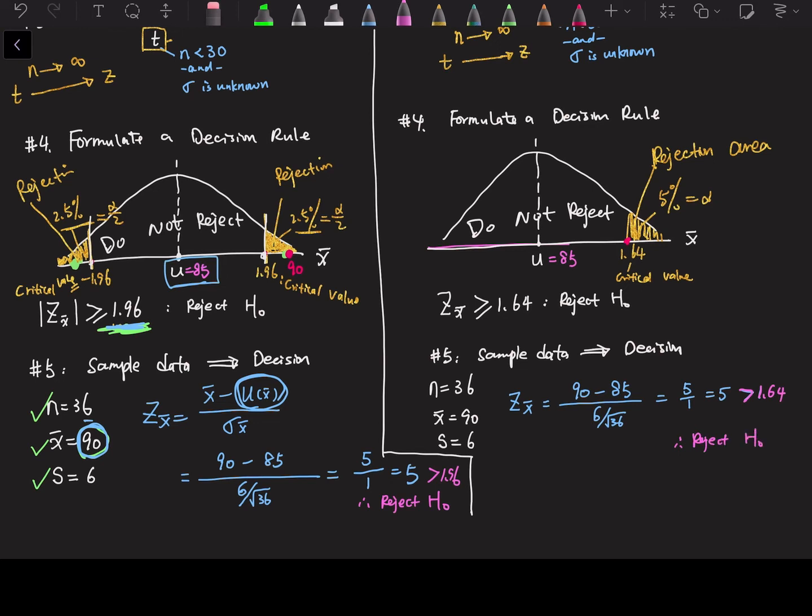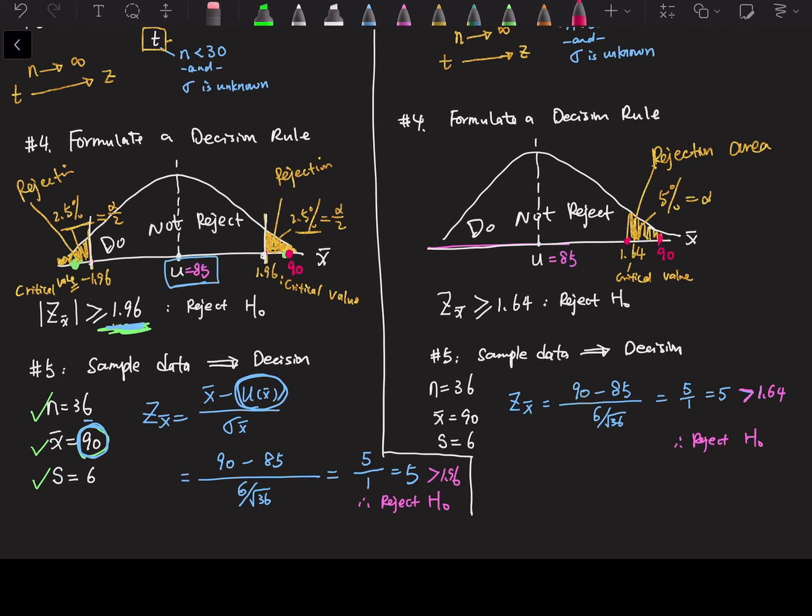Again, that means if this is a true null hypothesis, if the population mean is 85, it's very, very unlikely, less than 5% chance. The 5% is coming from the significance level, right? This is the standard criterion. So if this is the true population mean, there's a less than 5% chance that you randomly select a sample and get a sample mean of 90. It's very small because 90 is falling in this rejection area. Maybe 90 is somewhere here, right?